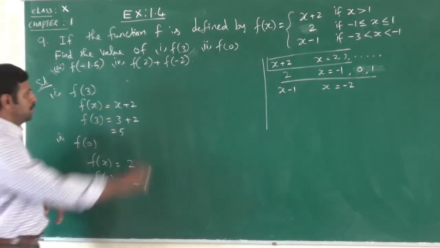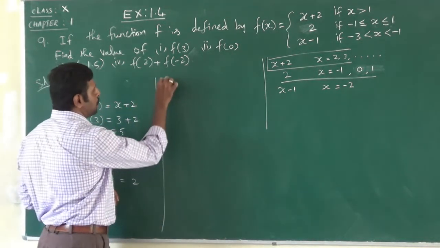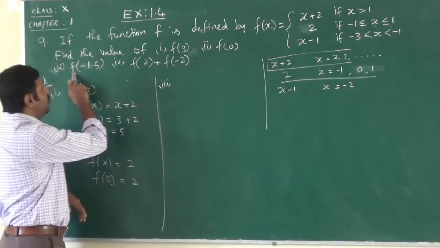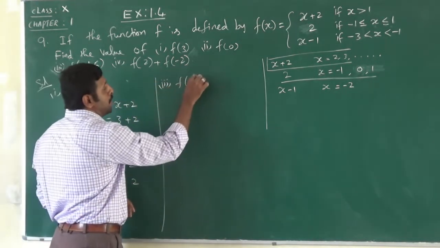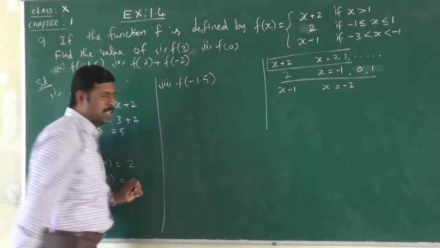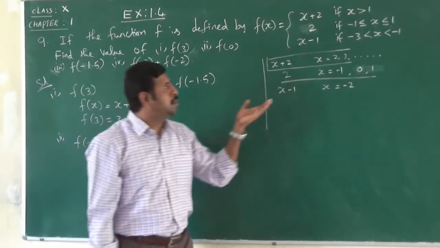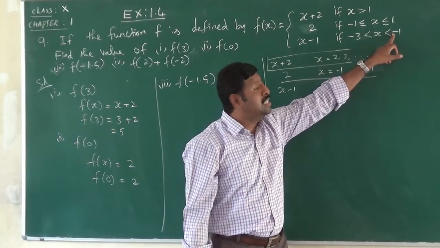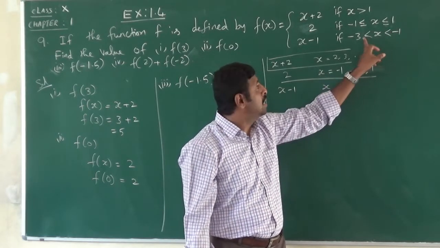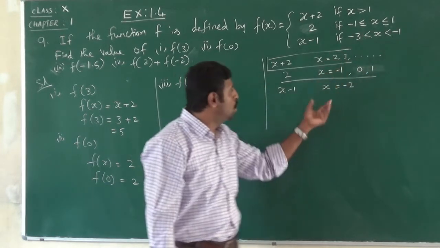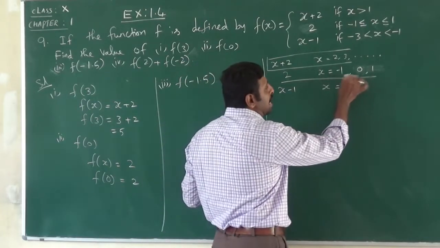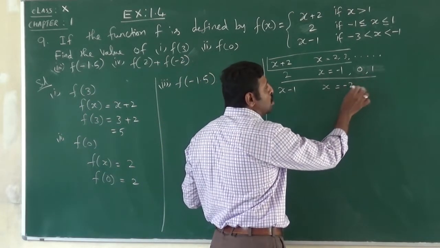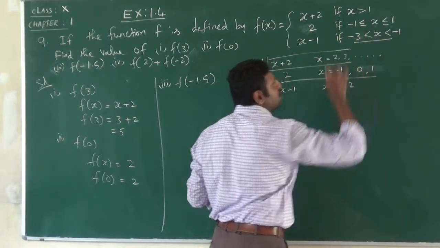The third Roman number, f of minus 1.5. See where the number minus 1.5 lies. The minus 1.5 is less than minus 1 and then greater than minus 2. See, it lies in between, that number minus 2, right? The third function.